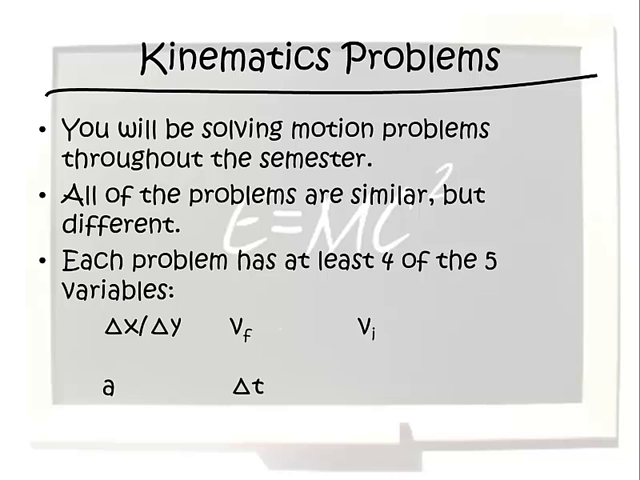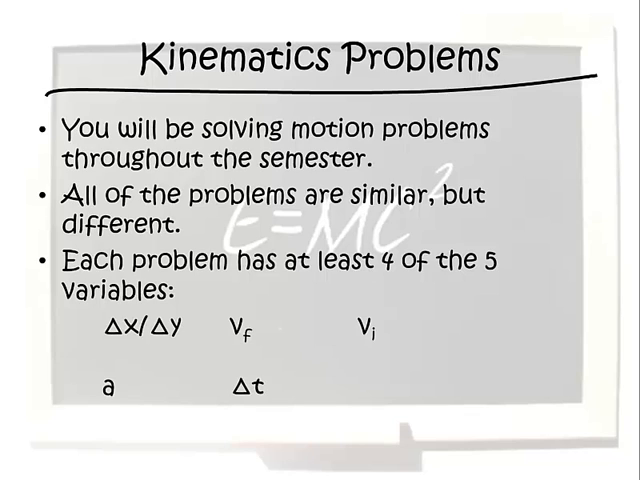We have 5 variables that we've looked at. Displacement, which can be delta x or delta y, final velocity, initial velocity, acceleration, and time, delta t. Notice for the acceleration, I've taken away the AVG subscript. All of our accelerations are going to be constant in this class, so we don't need to talk about average acceleration. It's just going to be a, the acceleration.